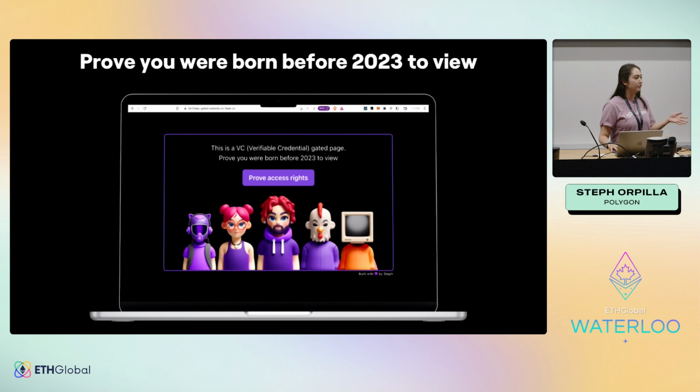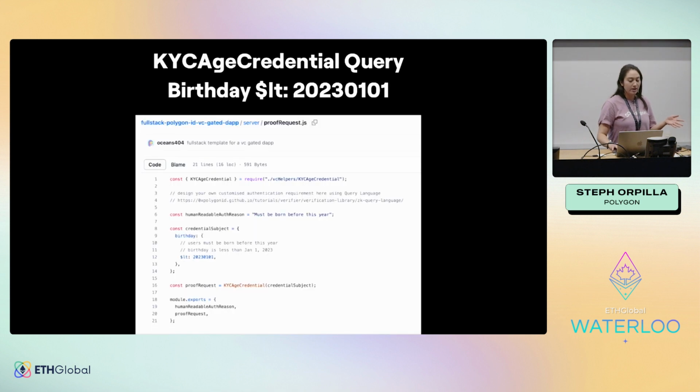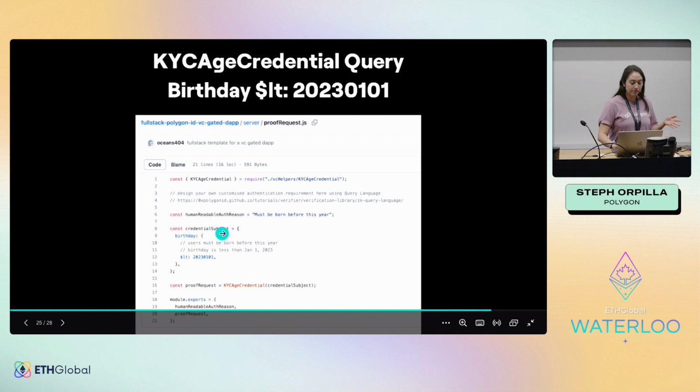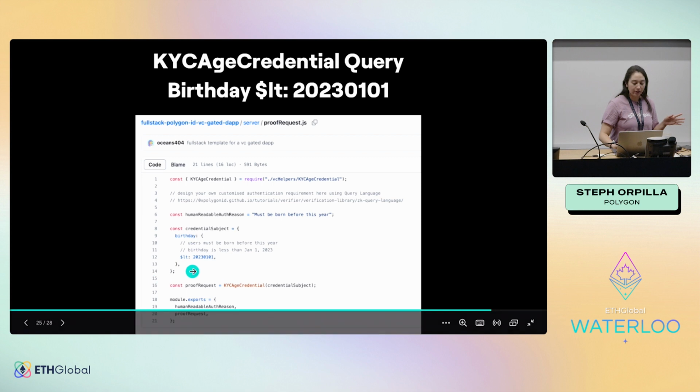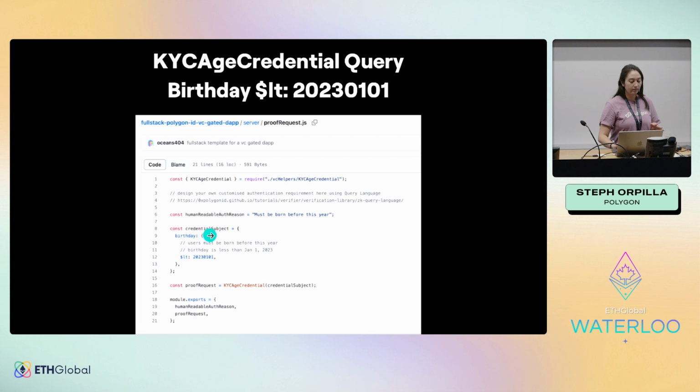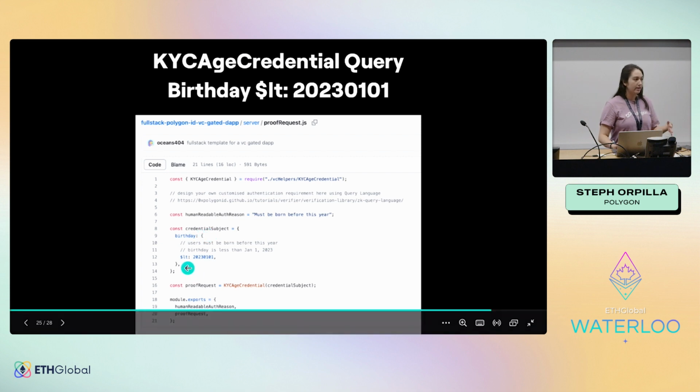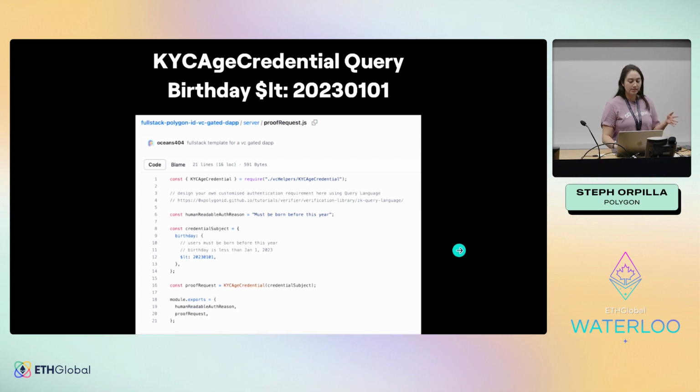So if you need to prove that you were born before 2023 to view, you would be doing something like this in the code. This is a really simple query, and the credential subject is on line 9, it's birthday. And you see this funny looking query language on line 12. It has a $lt, which stands for less than a value. So less than 2023-01-01. So we're checking for line 9, the birthday field is less than, or before, January 1st, 2023. And so this is the proof request that we'll send from the front end via QR code.